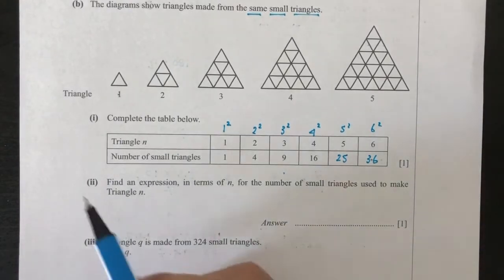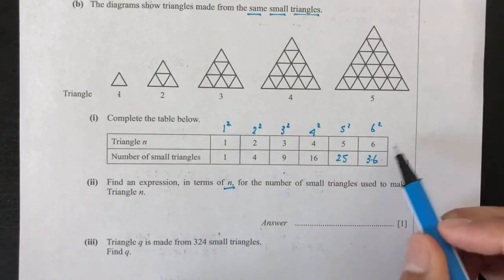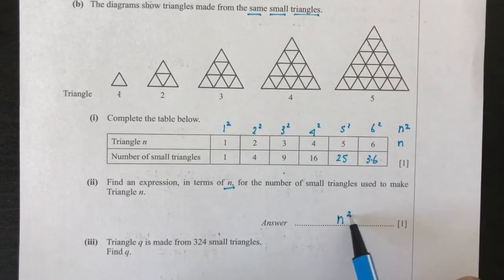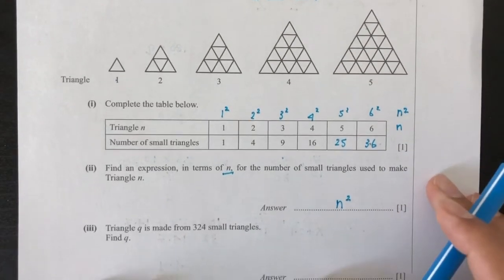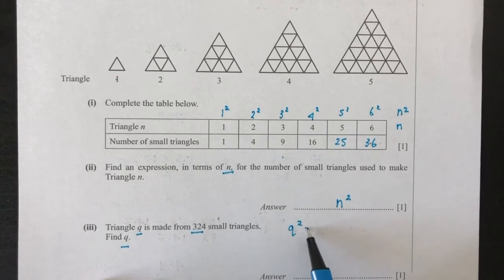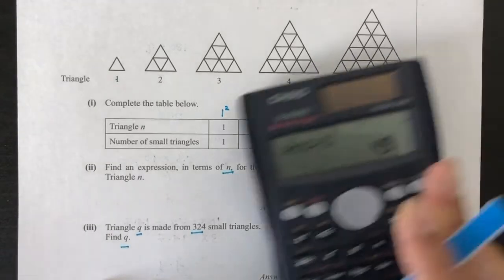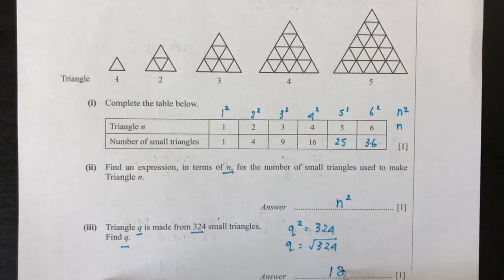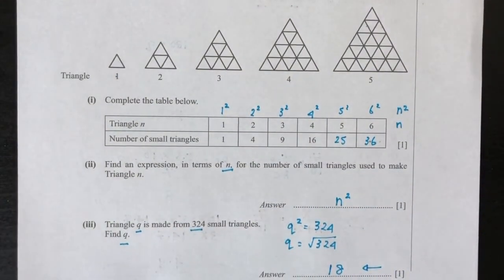Now part 2 is find the expression in terms of n for this. So if you had n here, that will be n square, right? So n square will be your expression. Now part Q: triangle Q is made from this much, find Q. So we have Q square will be 324, find the value of Q. It will be 18. Q will be 18 for the triangle Q. That will be part A.